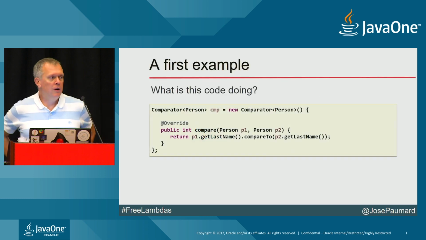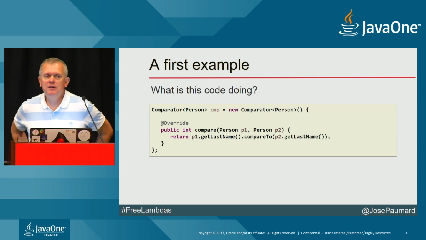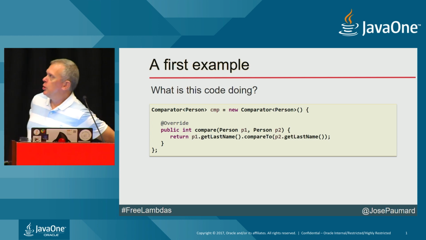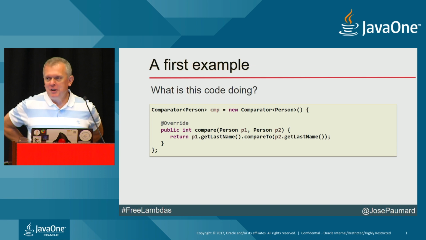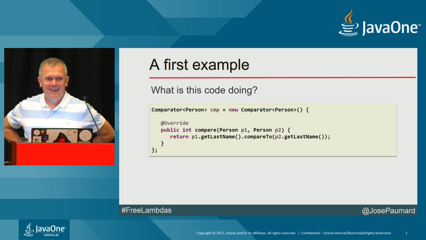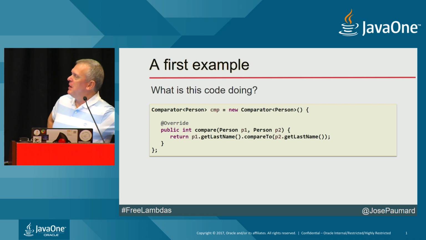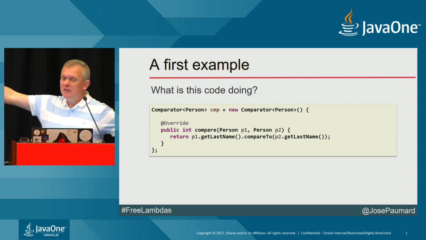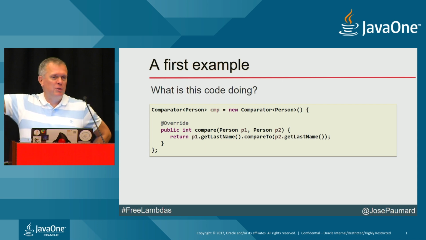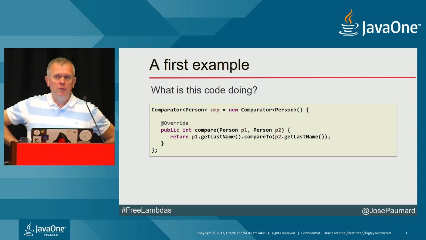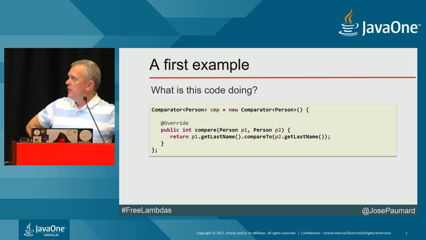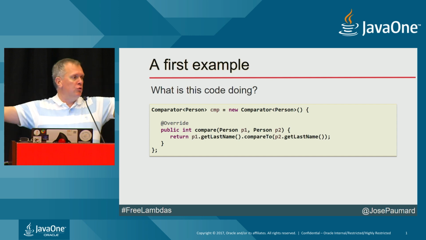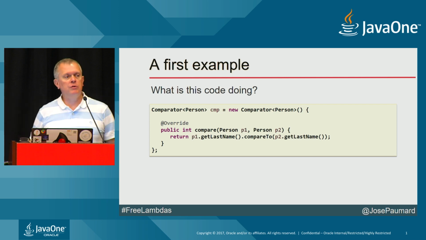Okay, we're going to begin with very basic stuff. The first question, what is this code doing? This is the easy quiz of the day. Right, so this is basically a comparator. This is Java 5 code, right? We could write this code in 2004 when Java 5 was released. And this is a comparator that basically compares 2 people using their last name. If I want to sort a list of people, I can use this comparator.